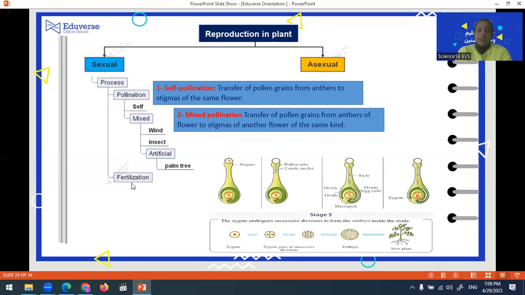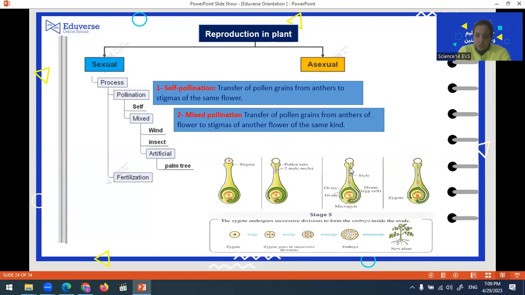The second process to finish the sexual reproduction in plant is the fertilization. Inside the fertilization, we have the germination of the pollen grain. For example, first pollination happened, the pollen grain is at the top of the stigma. Then the pollen grain will germinate, produce the pollen tube, and the 2 male nuclei will move down through the pollen tube to reach the ovary, and to go inside the ovary to reach the ovum, the egg cell inside the ovary, which is the part in the female reproductive organ of the flower.